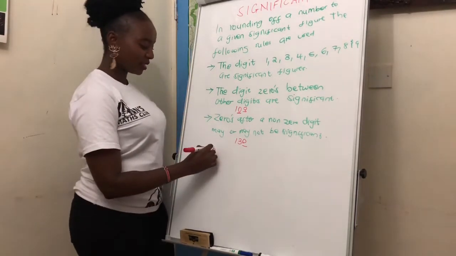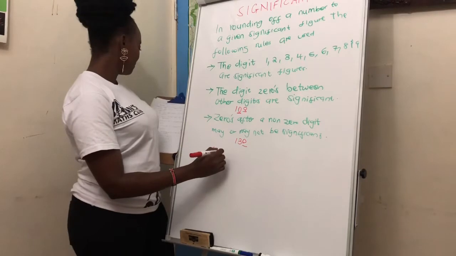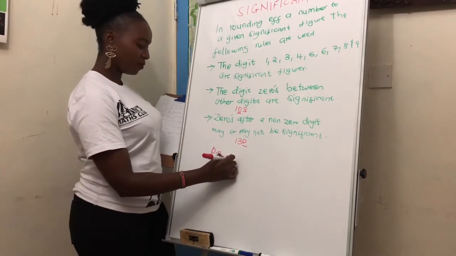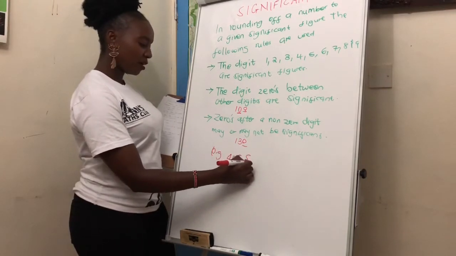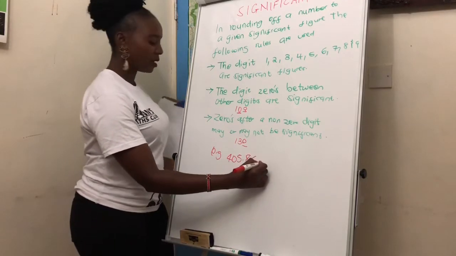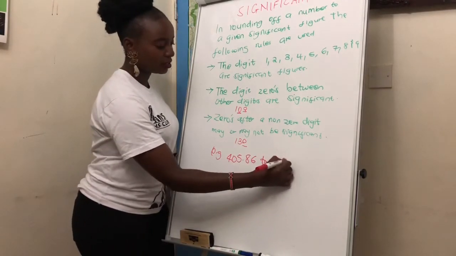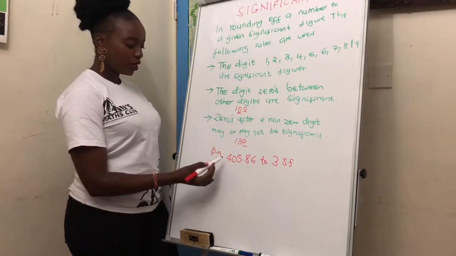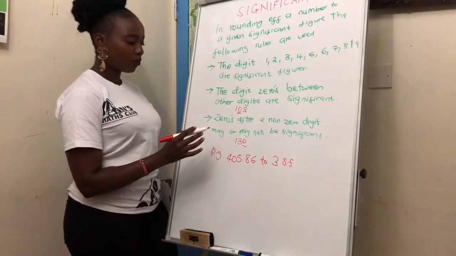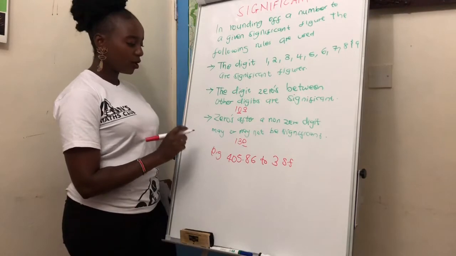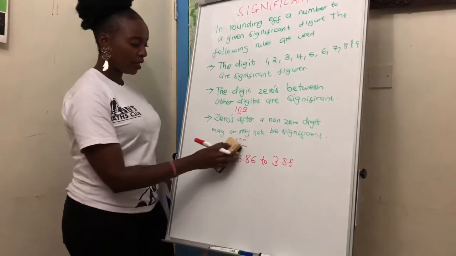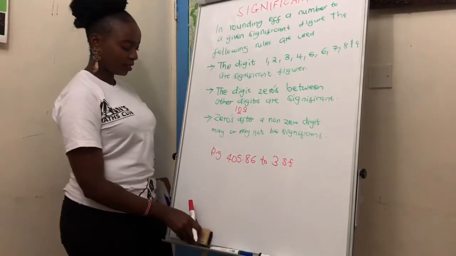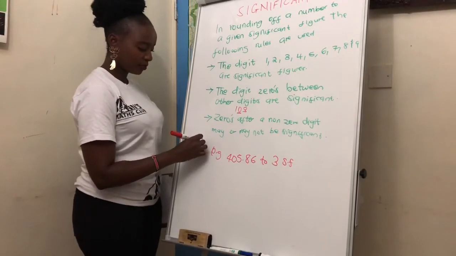So let's look at examples. So example 1, you've been given a number 405.86, and you've been asked to give it to 3 significant figures. So what you need to do when finding the significant figures, also you can write here an NB. You can just write NB.